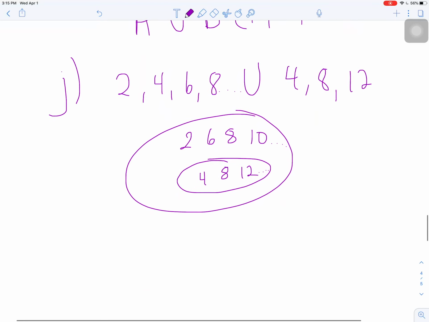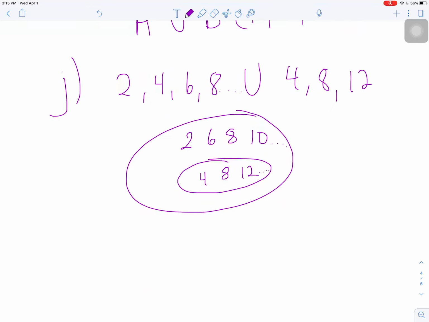What would the union of that look like? Well, the union of those numbers would be 2, 4, 6, 8, 10, 12, dot, dot, dot. It continues on. So hopefully this made sense. Go through your work again today. I would like you to do evens.